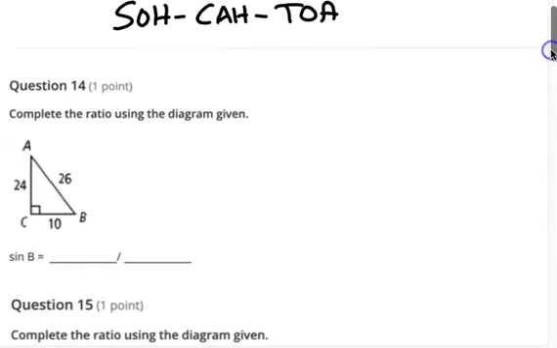What we're looking for is the sine of angle B. So the sine of B, here's angle B. The sine of B is the side opposite of B over the hypotenuse. So with this one, it's 24 over 26. You did not need to reduce it. Just 24 over 26.